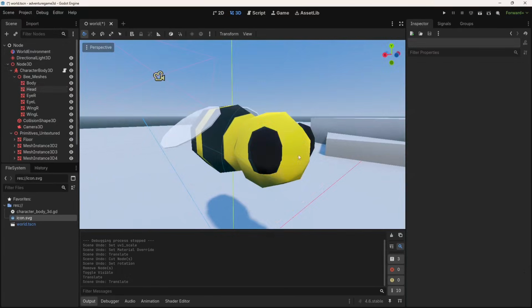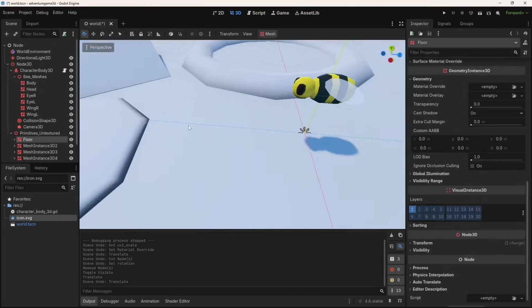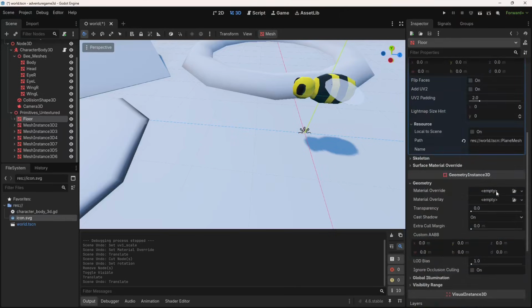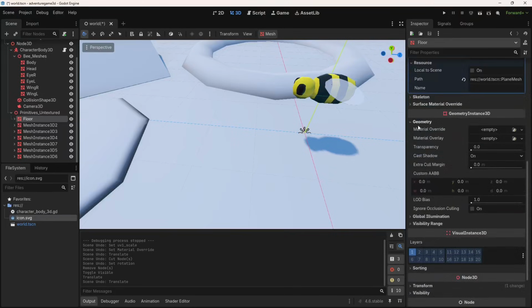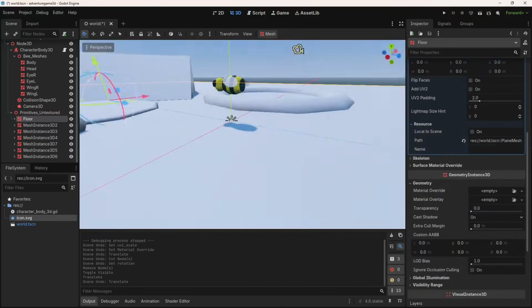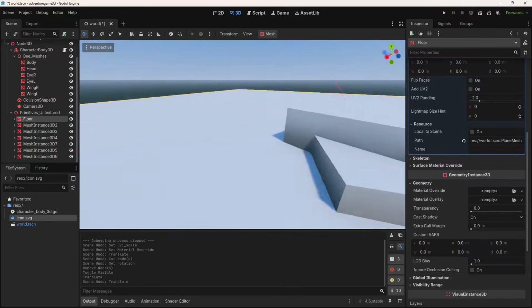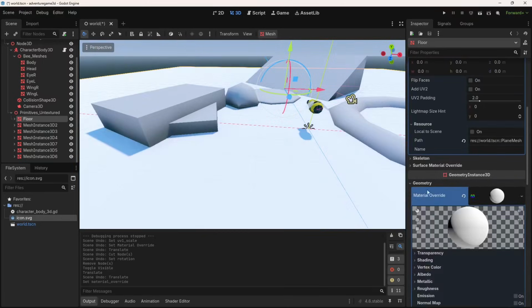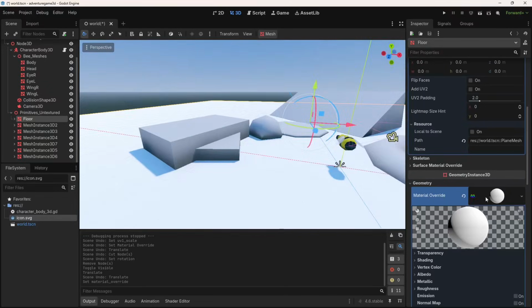So if we just click on the floor, so this floor texture right here under primitives untextured, and then if we scroll down to the geometry instance 3D and this geometry and then material. So this is where we can actually give this right now blank plane some actual color. So we can add this ourselves if we want it to just be a flat color, let's say. So there you go. We can see that now it is colored with the default just white color.